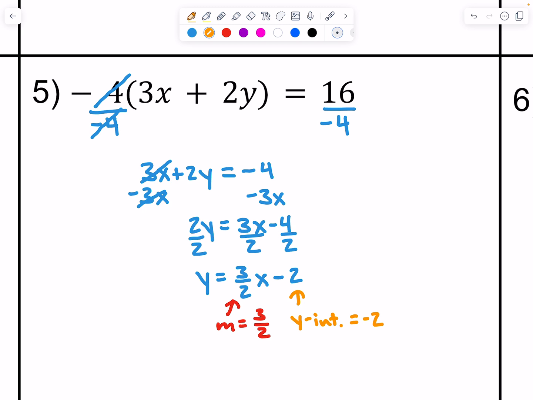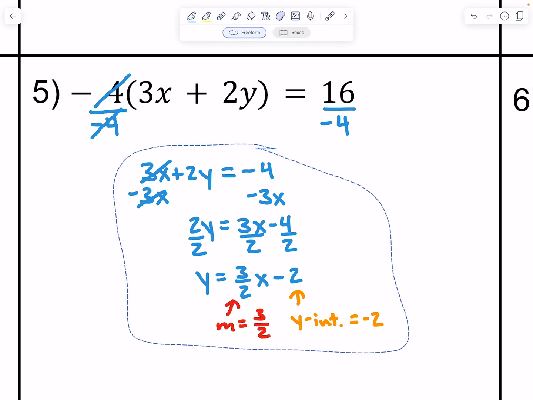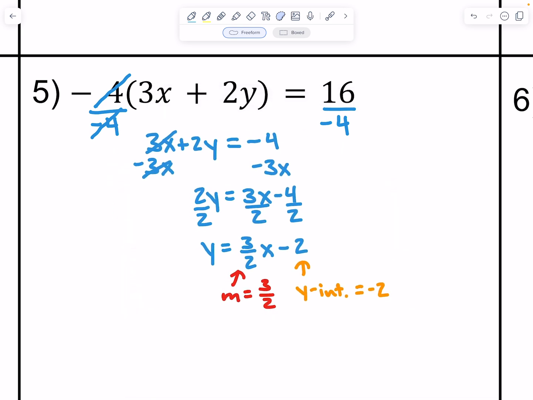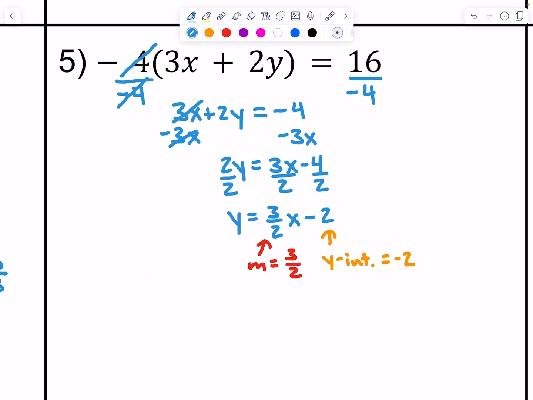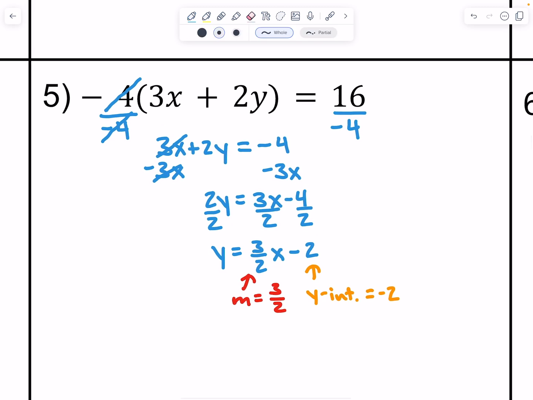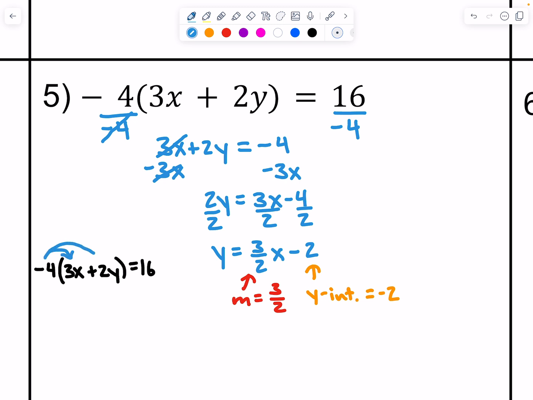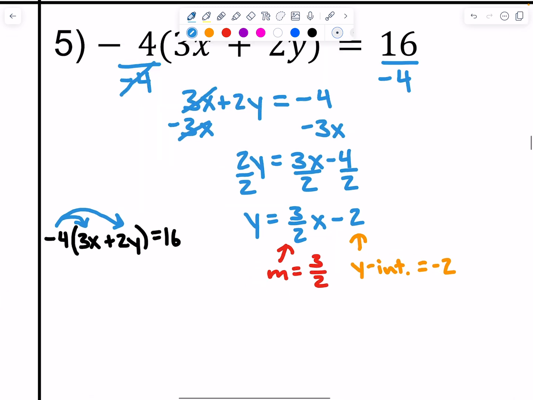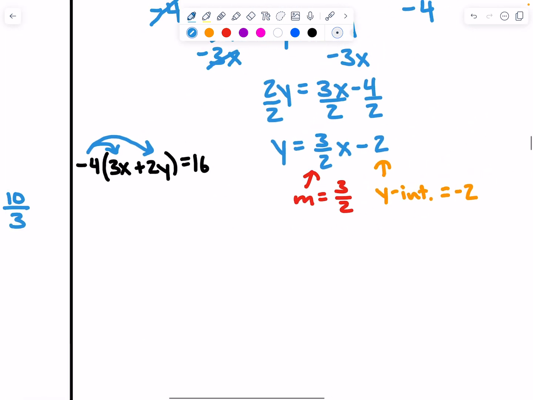Now, if you felt like you really wanted to distribute the -4, I'm just going to work it out that way as well. So I'm just going to scoot this up a little bit to give me some more room. So you can see that we would get the same answer either way. And I'm going to erase that real quick. So if I were to take this problem and just rewrite it over here. So I have -4 times 3x plus 2y is equal to 16. And I decided I wanted to distribute the -4 to this quantity right here. It will also work out to give me the same slope-intercept form.